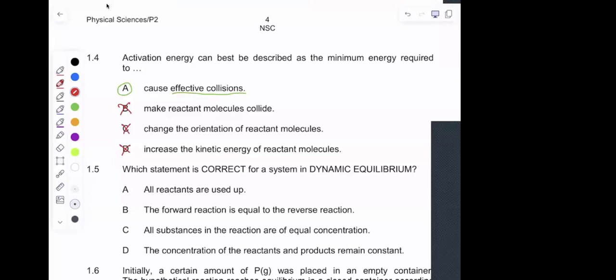Really appreciate it. Okay, thanks Itu for following us there. Really appreciate it. Let's jump to 1.5. Which statement is correct for a system in dynamic equilibrium? Either A, all reactants are used up. B, the forward reaction is equal to the reverse reaction. C, all substances in the reaction are of equal concentration. D, the concentration of the reactants and products remain constant.